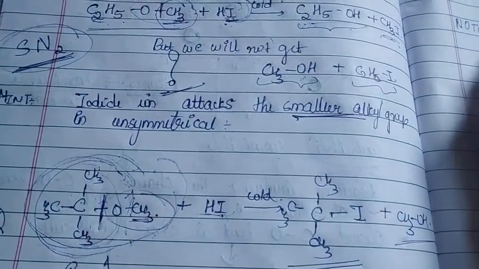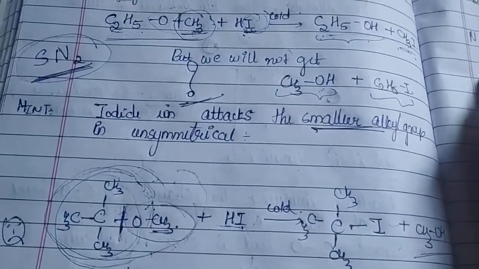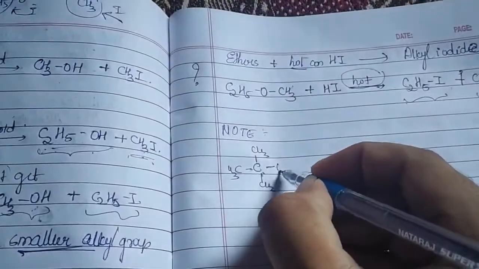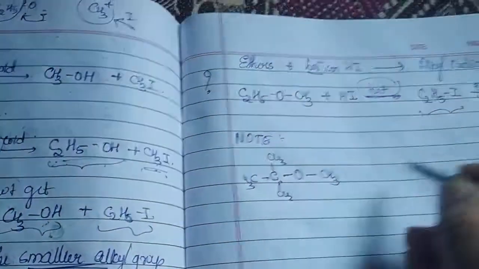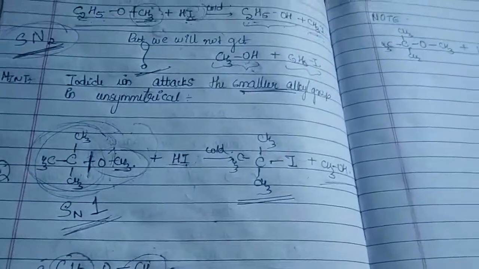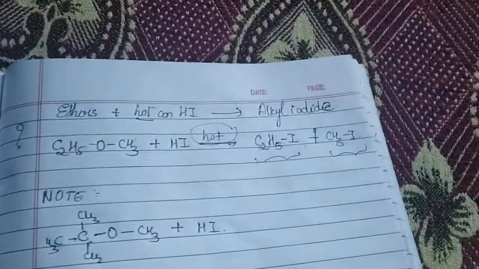So that is why it is forming in that way. (CH3)3C-OCH3. Okay, first let's see what happens. HI. Okay, I'm talking about what is happening in cold condition. Just showing you the reaction path.